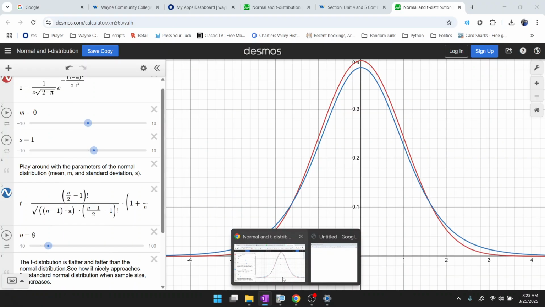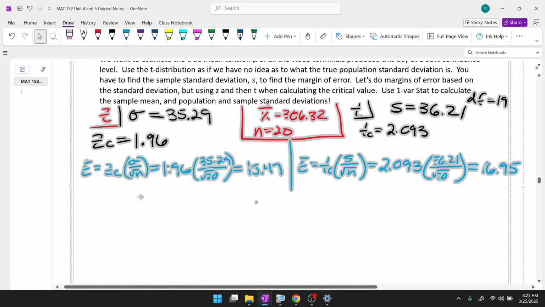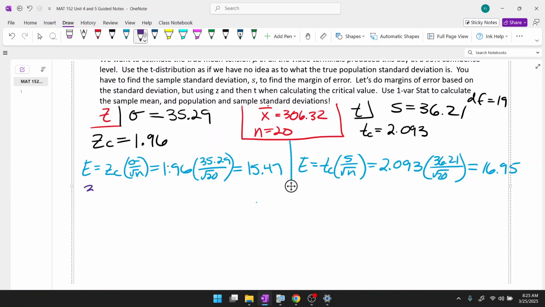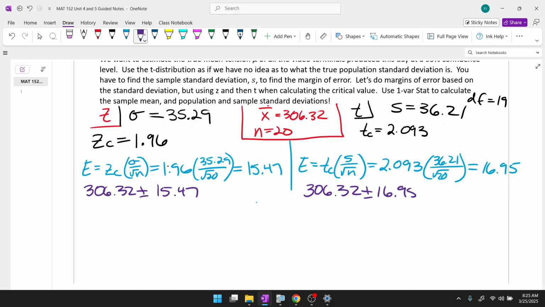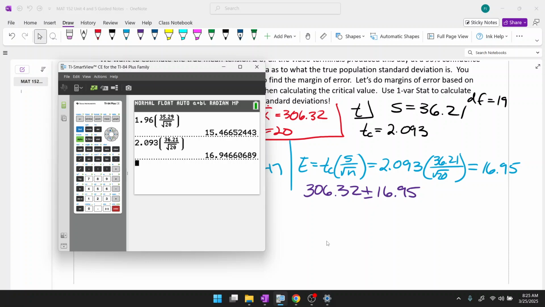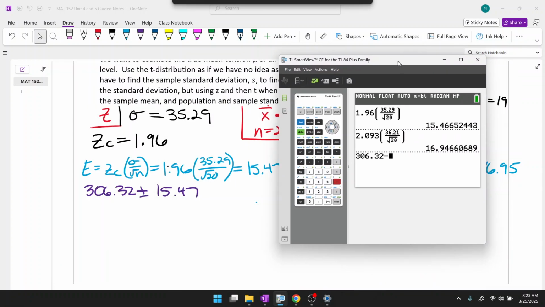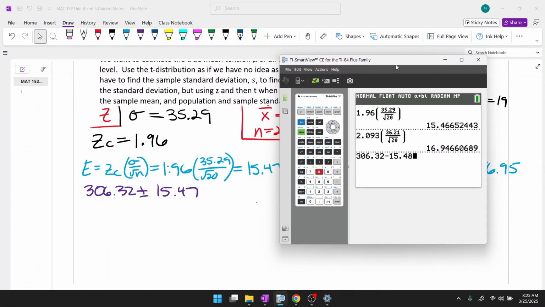So if we calculate this, your sample mean plus or minus your margin of error, 306.32 plus or minus 15.47, and plus or minus 16.95. Yeah, minus 15.47.